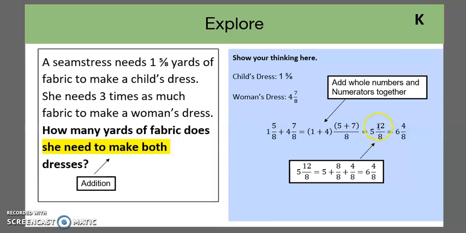The 12 eighths we can simplify because it's an improper fraction. I brought the 5 down here, but we're just going to rewrite it. 12 eighths breaks down into 8 eighths and 4 eighths. So we know that 8 eighths is 1. Therefore 1 plus 5, which are our whole numbers, is 6. And then we carry over the 4 eighths. Therefore, in order to make both dresses, the seamstress needs 6 4/8 yards of fabric to make both the child's dress and the woman's dress.